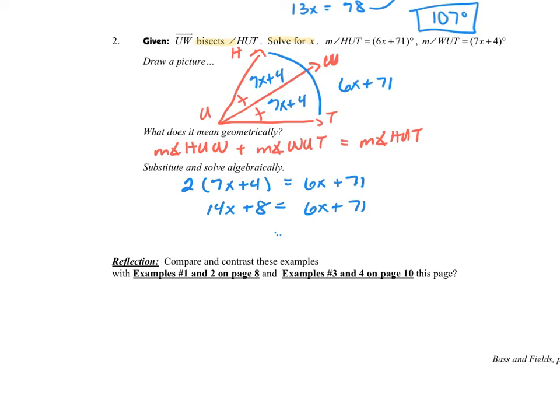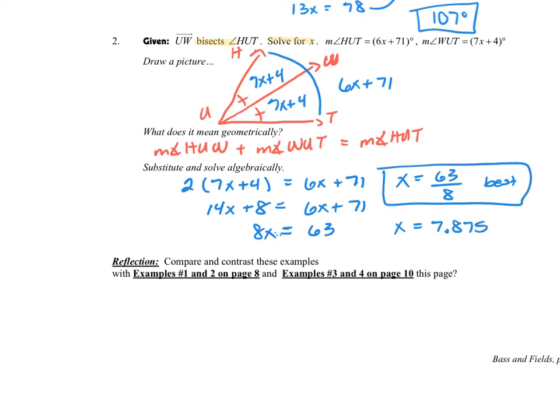I'm going to move everything to their appropriate sides. I'm going to get 8x equals 63. And this one's not going to give me a nice answer, so I can leave this as a fraction. This is actually what I would consider the best answer, but we can also type it into our calculator and get a decimal approximation. But this is the answer that I would really want you to do.